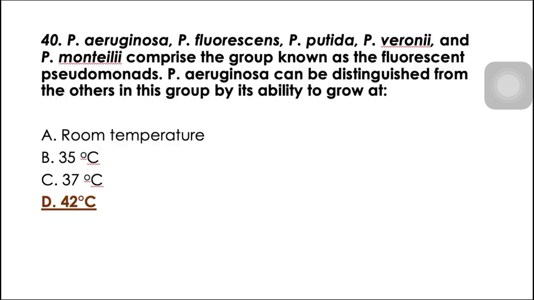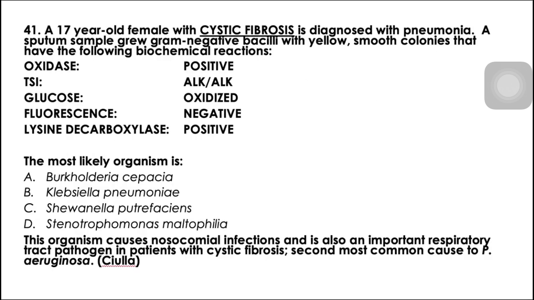Number 41, a 17-year-old female with cystic fibrosis is diagnosed with pneumonia. A sputum sample grew gram-negative bacilli with yellow smooth colonies that have the following biochemical reactions. So this one is oxidase positive. TSI is alkaline over alkaline. So this is a non-fermenter. Glucose is oxidized here. Hindi po siya fermented. Negative po siya for fluorescence. And lysine decarboxylase positive.